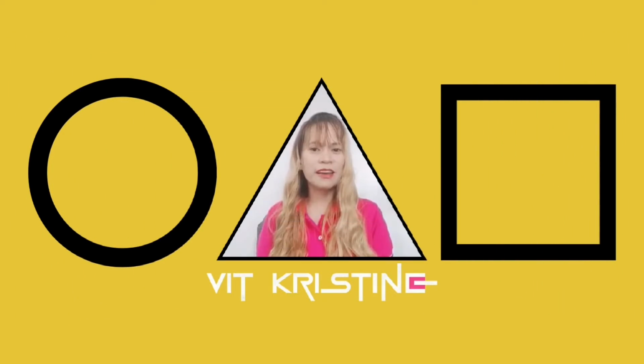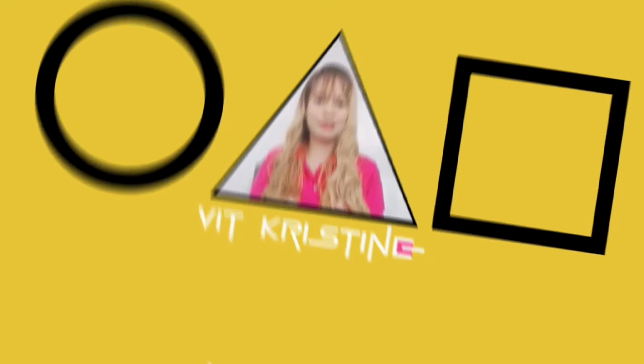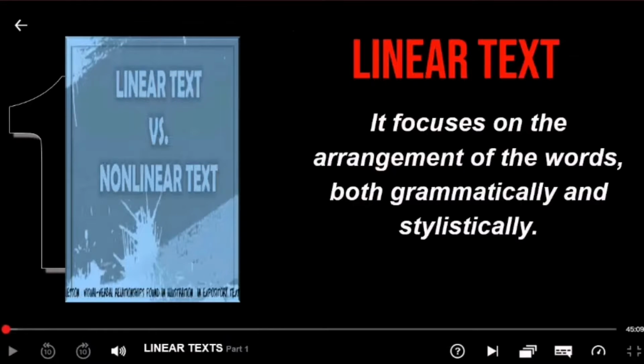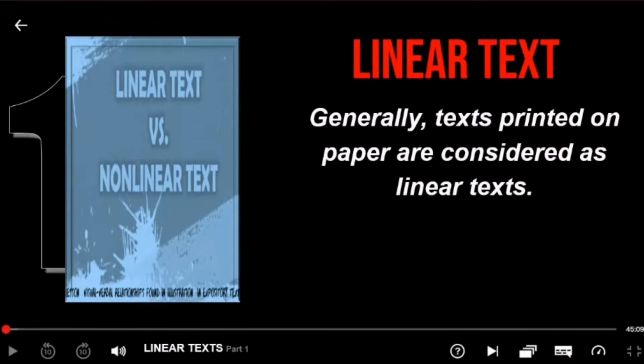Let's start by differentiating linear text from non-linear text. Linear text is the most common type of text that needs to be read from beginning to end. It also focuses on the arrangement of the words, both grammatically and stylistically. Generally, texts printed on paper are considered linear texts.